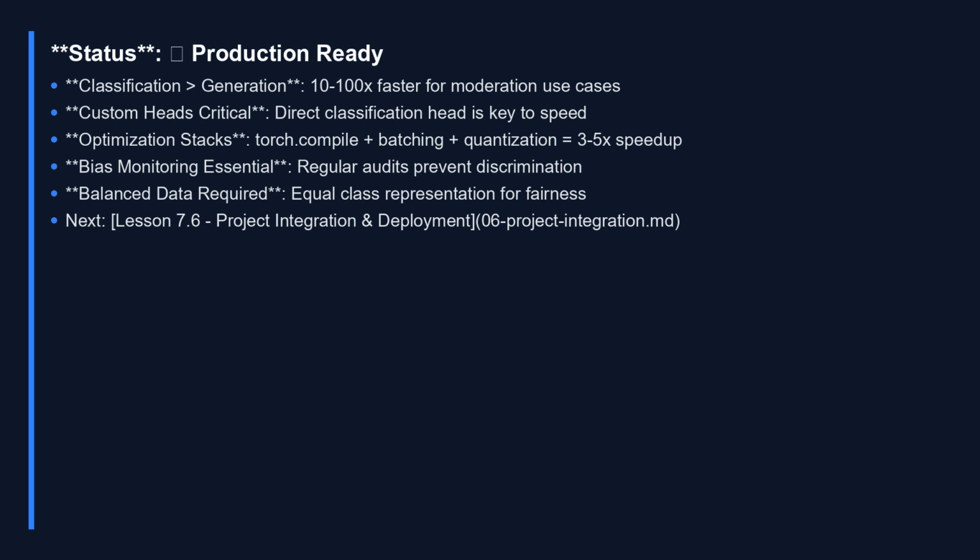Third, optimization stacks multiplicatively. torch.compile, dynamic patching, and 4-bit quantization together deliver a 3 to 5 times speedup over any single technique alone. Fourth, bias monitoring isn't a nice to have. Regular demographic audits are what prevent your system from enforcing policy unevenly across user groups. Fifth, balanced training data is the foundation everything else rests on. No amount of optimization fixes a model trained on skewed labels.